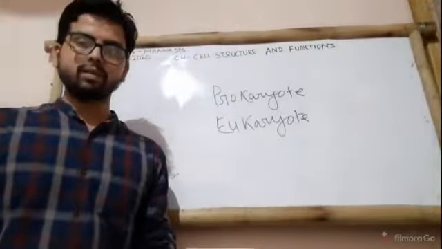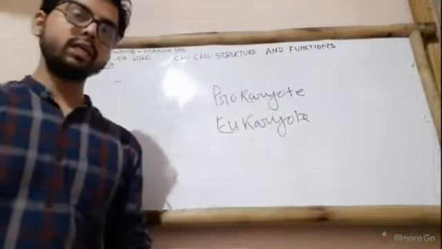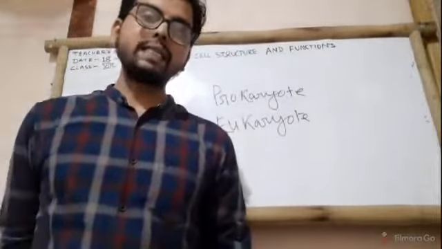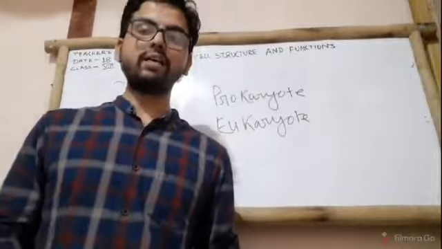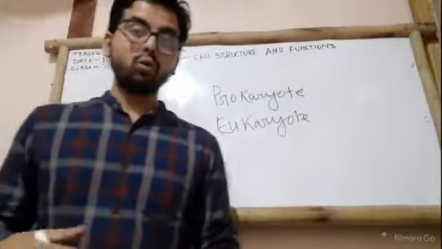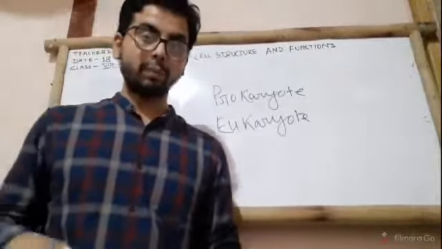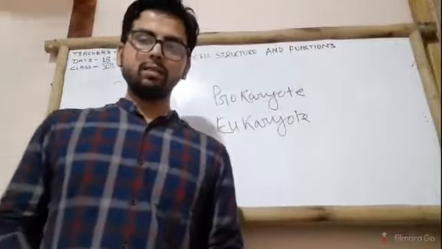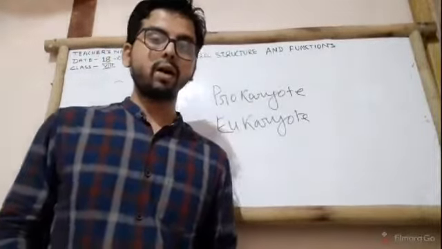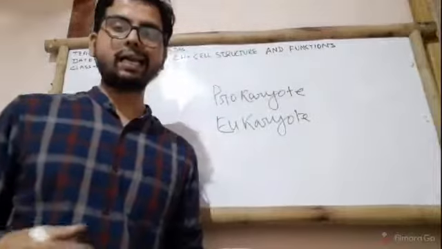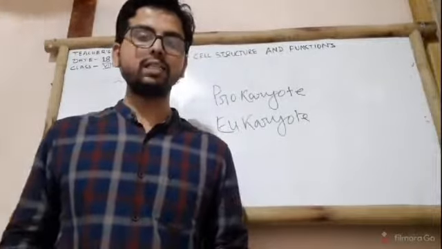Dear students, what is a prokaryote and what is a eukaryote? In the case of prokaryotes, bacterial cells and cells of blue-green algae do not have well-defined nuclei. Unlike those of multicellular organisms, the cells of such organisms have nuclear material without the nuclear membrane. Such cells are called prokaryotic cells, where pro stands for primitive and karyon stands for nucleus. So organisms with prokaryotic cells are known as prokaryotes.